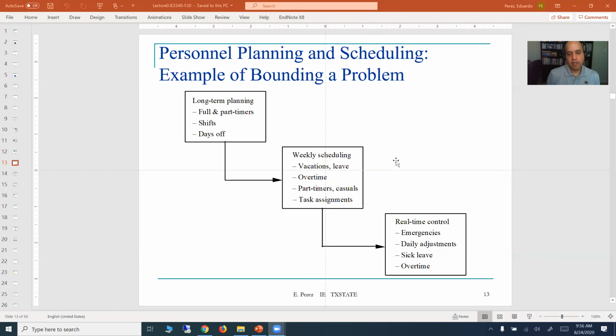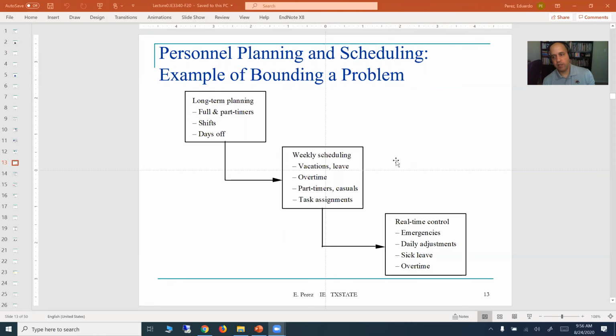So this goes a level down. So now we start with the long term. Now we go to the weekly scheduling. So vacation leaves, who is in vacation, who's in leave, how many hours can we offer in terms of overtime, who are the part-timers, have experience. Typically they have less experience, so they will not be able to handle all types of problems. So that's something also to take into account. And then we can define task assignments.